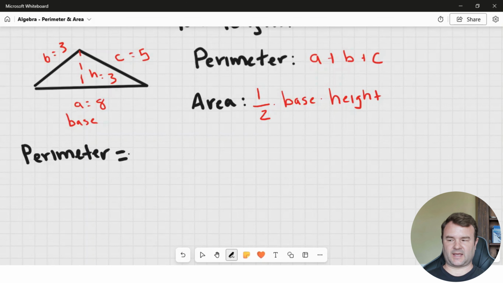All right, so the perimeter, again, we said is side A plus side B plus side C. So it's A plus B plus C, or side A is 8 plus side B is 3 plus side C is 5.